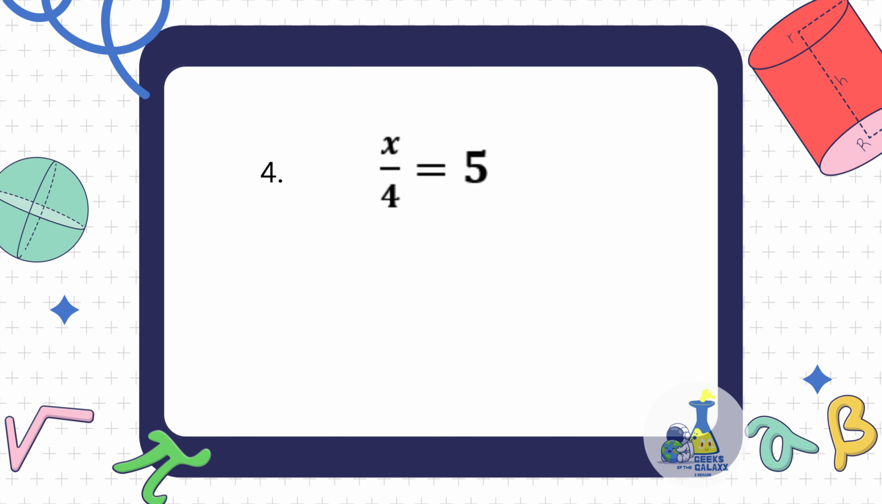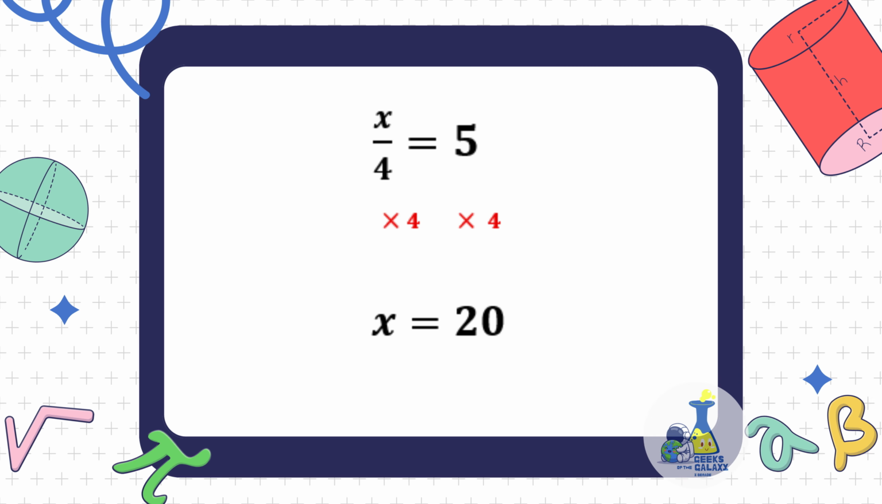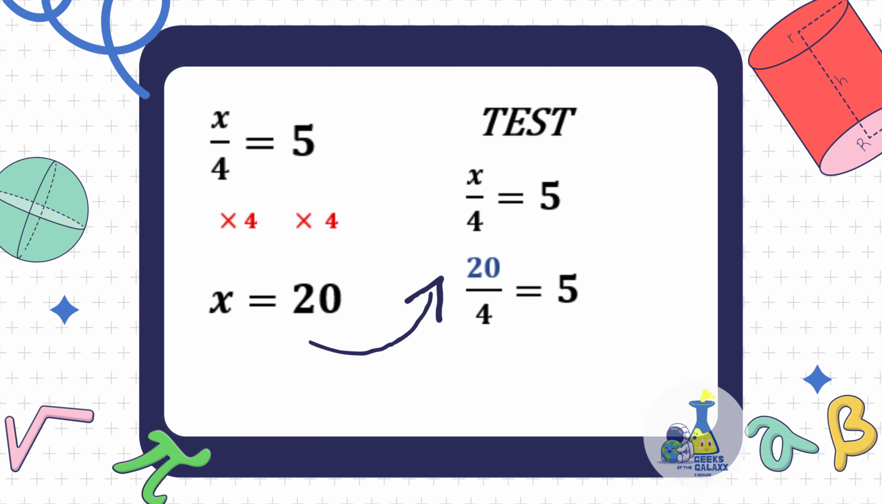Our next example reads that x divided by 4 equals 5. The inverse operation of dividing by 4 is multiplying with 4, which we do on both sides of the equal sign. Our equation now reads that x is 5 times 4, which is 20. In order to test, we substitute our answer in the initial equation. 20 divided by 4 does in fact give us 5. Because the two sides of the equation are equal, we know that our answer is correct.